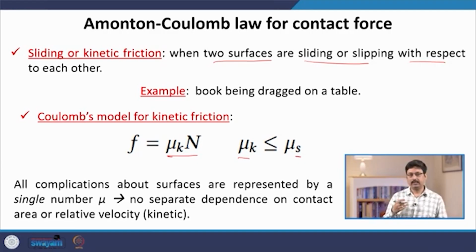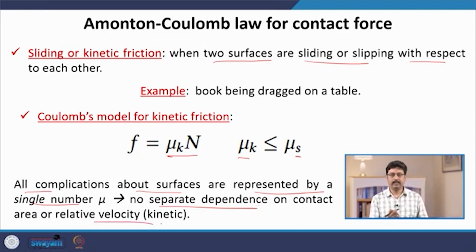So, again I emphasize that this simple looking formula is easy to state, but it is actually very difficult to give a first principle proof or derivation of why it is to be the case. All because this formula says that all complications about surfaces are represented by just a single number mu, nothing else, no dependence on contact area or the relative velocity in the case of kinetic friction. It is an amazingly simple law.